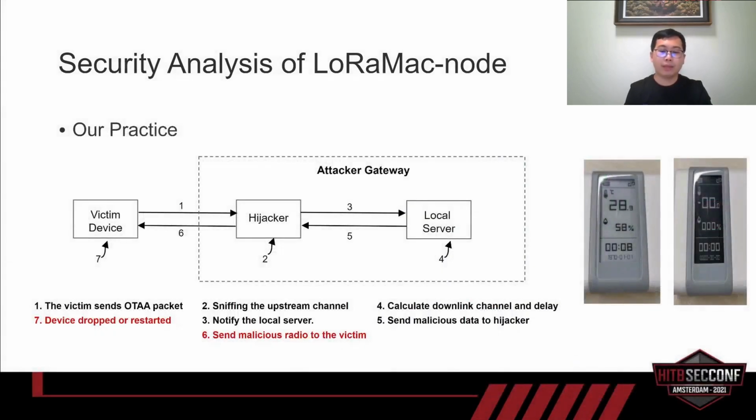When everything was ready, we chose a temperature sensor as the target to check it. The attack flow is as follows. When the temperature sensor sends an uplink OTAA packet, our hijacker sniffs the radio packet and notifies the local server. After calculating the downlink channel and delay, the local server sends the malicious packet to the hijacker. The hijacker sends it to the device after an appropriate delay. At this point, the sensor receives the malicious packet, triggers the related vulnerability, and the device suffers denial of service.